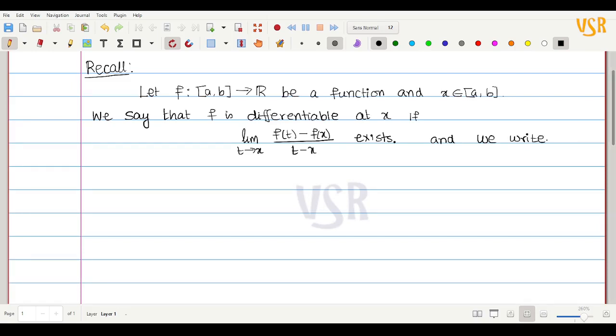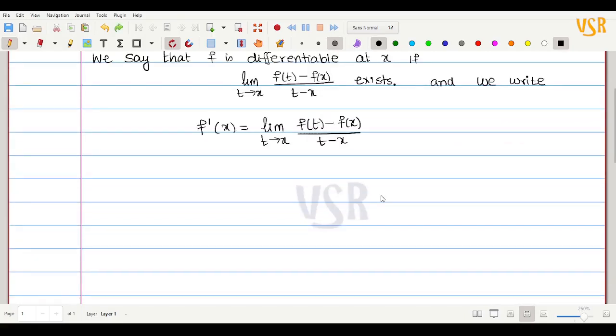f dash at x, which is equal to the limit. Whatever the value of the limit is, I write it here. That is called f dash of x. So the limit t tending to x of (f(t) minus f(x)) divided by (t minus x). So this is the way we have defined f dash.